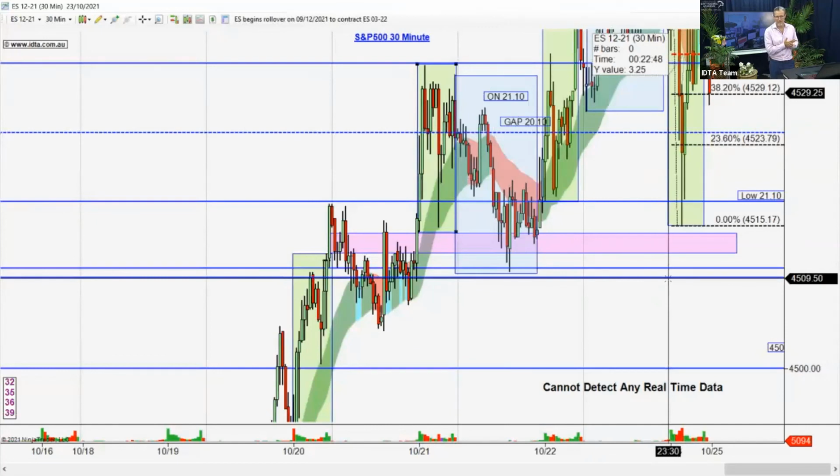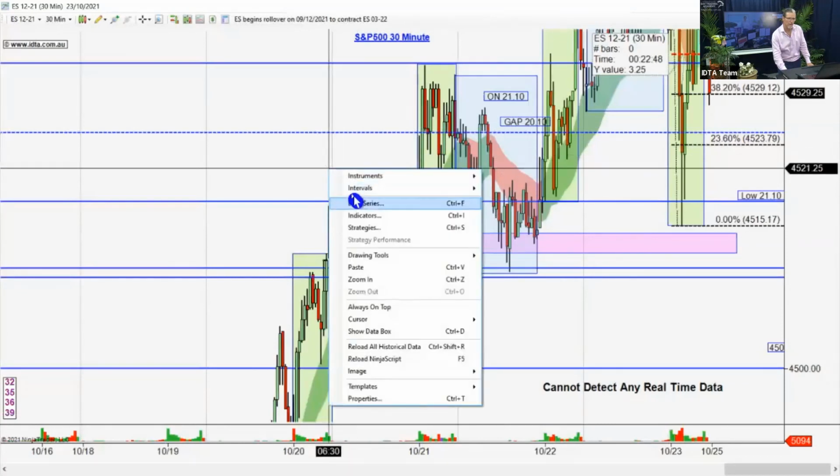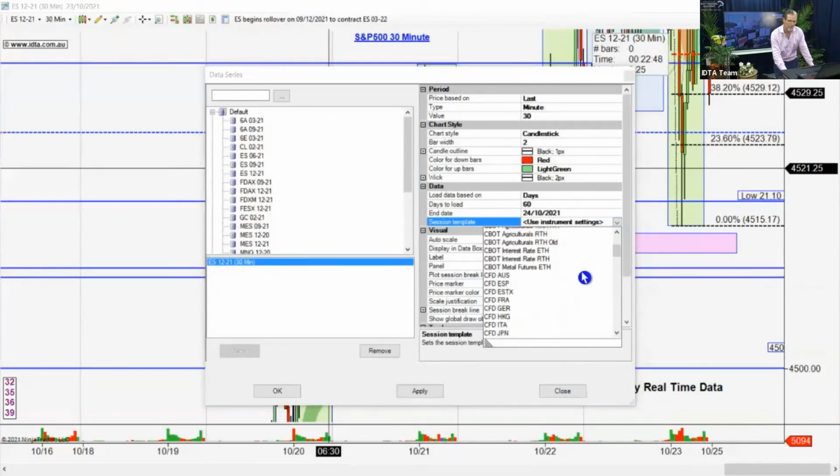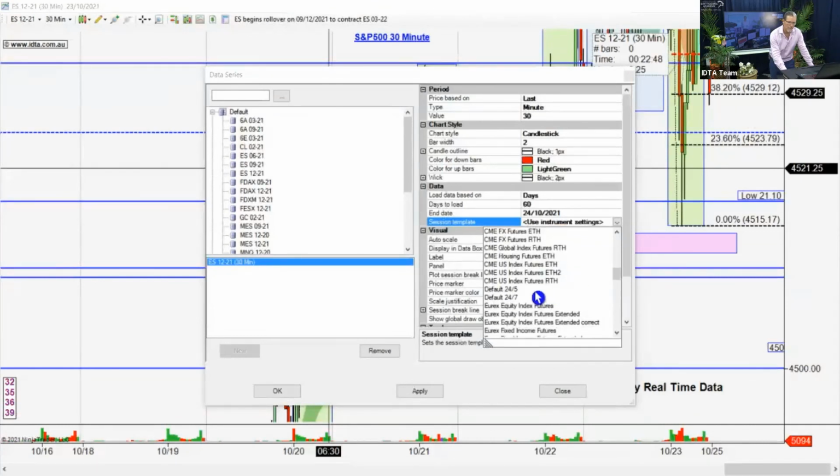RTH stands for regular trading hours, so it's the cash market. If you want to go in and tweak with this, I'll quickly show you. If you go into your data series, look at instrument settings, and scroll down, this is CME data. So it's the CME US Index Futures, regular trading hours, RTH. What I'm showing you right now is the ETH, which is all of the data. That's what we typically use. But if I wanted to break it down into what's happened during the regular trading hours, I would use that one. But I don't use that. I just use it all, and I just use my boxes to tell me what's what.